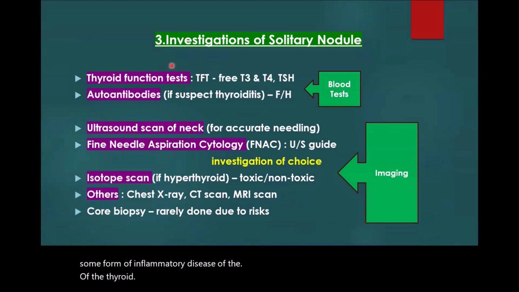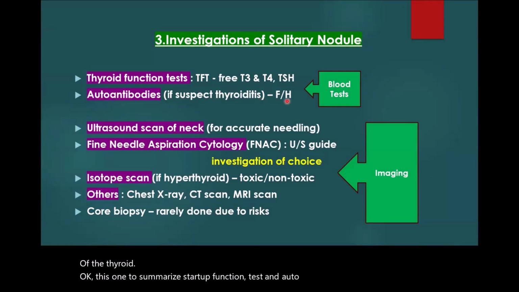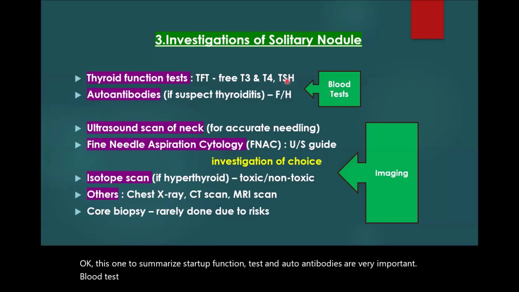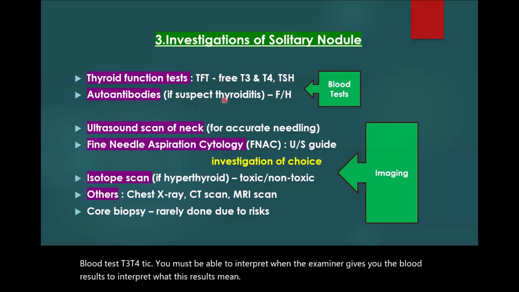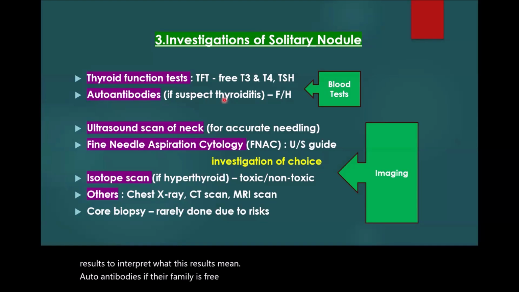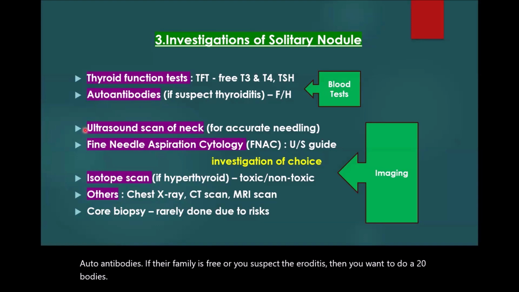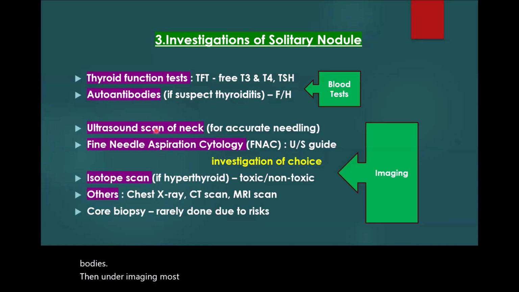Okay, to summarize: thyroid function test and autoantibodies, very important blood tests. T3, T4, TSH, you must be able to interpret when the examiner gives you the blood results, to interpret what these results mean. Autoantibodies, if there's family history or if you suspect thyroiditis, then you want to do autoantibodies. Then under imaging, the most important is your ultrasound, ultrasound neck and thyroid.